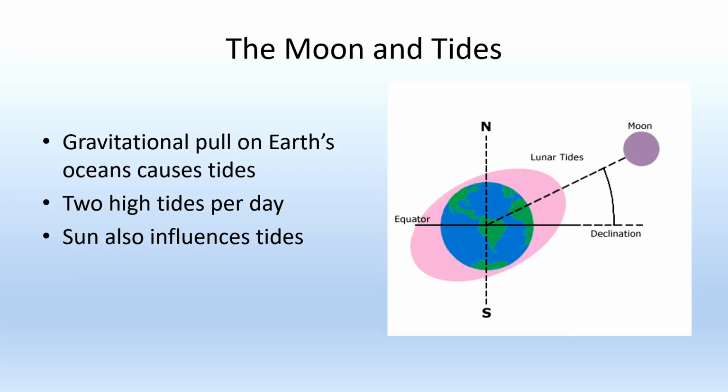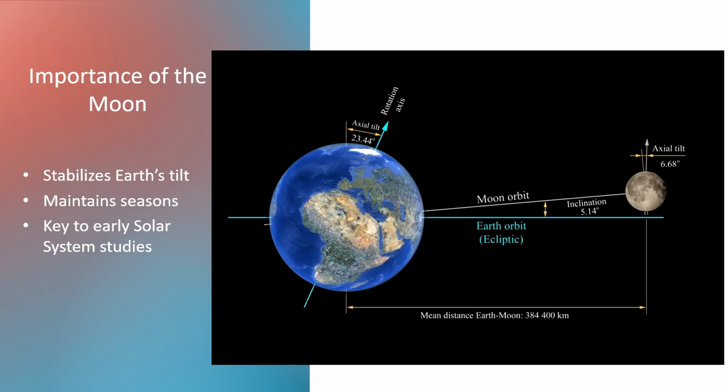The Moon stabilized Earth's axial tilt, which keeps our seasons relatively consistent over long periods. Without the Moon, Earth's tilt could vary wildly, producing extreme climate swings. The Moon also preserves evidence from the early solar system, making it a scientific time capsule. Studying it helps us understand how planets and moons formed.